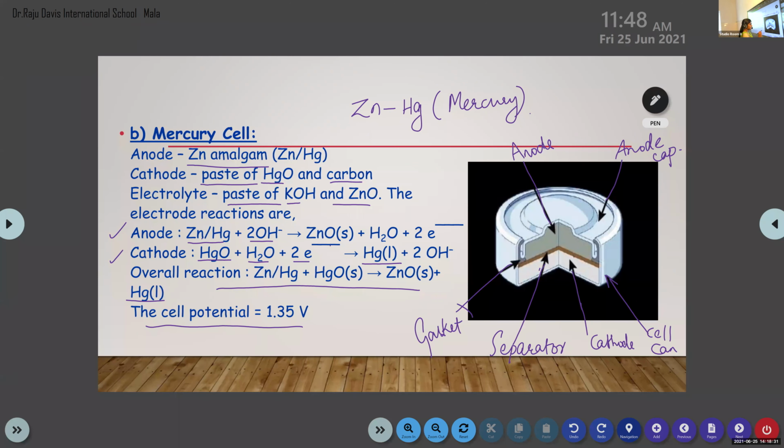Do you know what is meant by this gasket? Anyone? Gasket. It is actually a seal that is used to prevent leakage. This is used as a seal between two layers and it prevents the leakage of the substances. Clear? Then the separator is used to separate this anode and cathode.